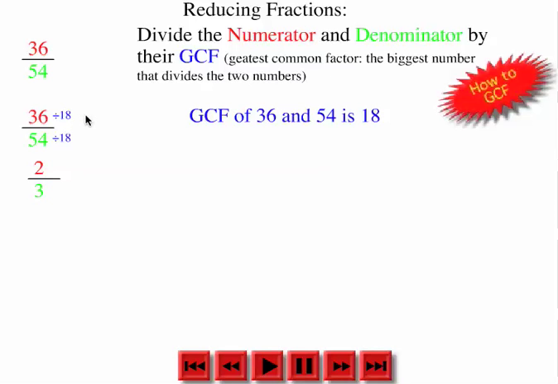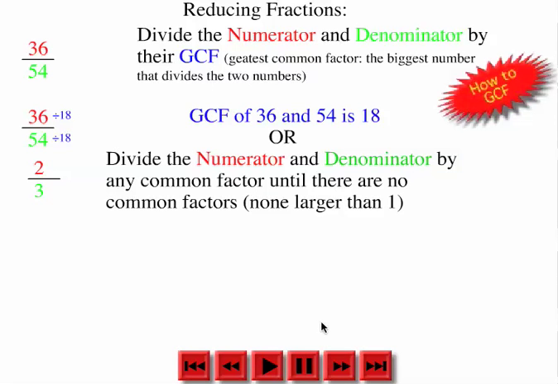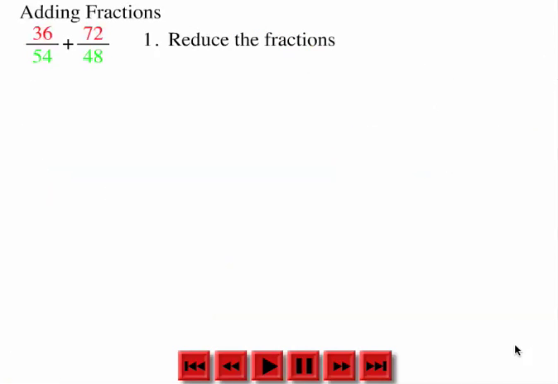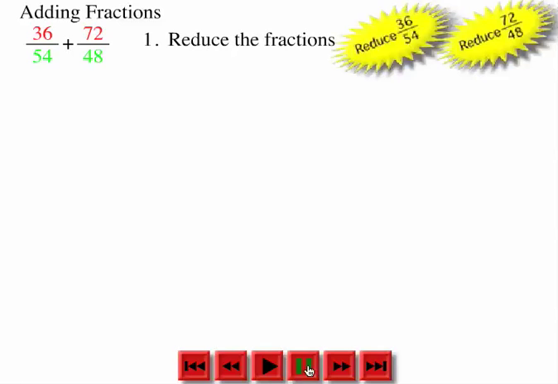It's easier if you can think of bigger ones, for example, 6. So 36 divided by 6 is 6, and 54 divided by 6 is 9. Now 6 and 9 are both divisible by 3, so we divide them both by 3 and we get 2/3. Keep going until you can't think of any number that goes into the top and bottom other than 1. And that's it, so we're reducing those fractions.